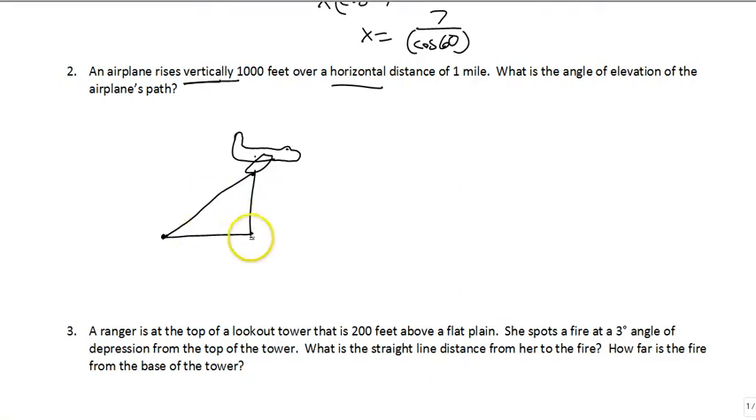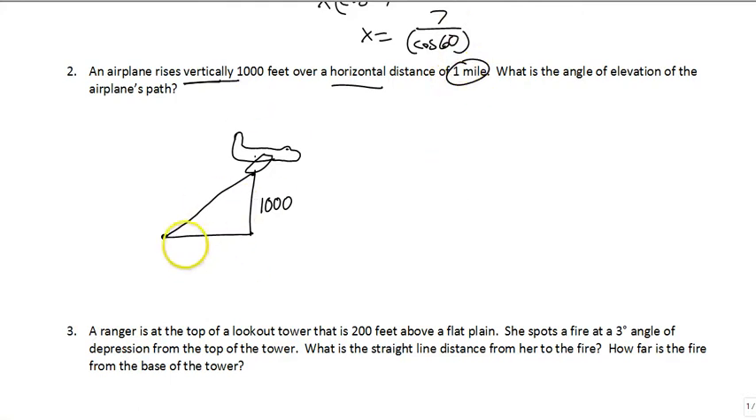It says it rises 1,000 feet vertically, so that's all that is right there. You do not put it on the hypotenuse because the hypotenuse is not vertical or horizontal. It's a combination of both. Whenever it says vertically, it's there. Horizontally is down here, but it says 1 mile. Would it make sense to put a 1 there? What do you guys think? Hopefully you said no, it doesn't make sense because 1 mile and 1,000 feet are in different units. So we have to convert this.